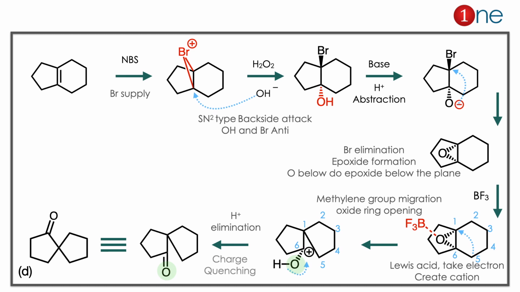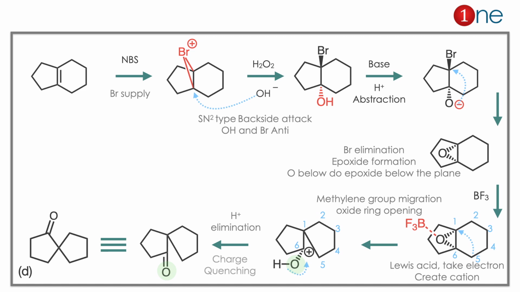The starting material is an alkene, and you are using N-bromosuccinimide. It supplies the bromine there. So bromine attaches to the double bond, and you have the strained cationic three-member ring. Then you are using peroxide. Peroxide supplies the OH there and you have the ring opening. The important thing is the attack is a backside attack, so both OH and Br are trans to each other.